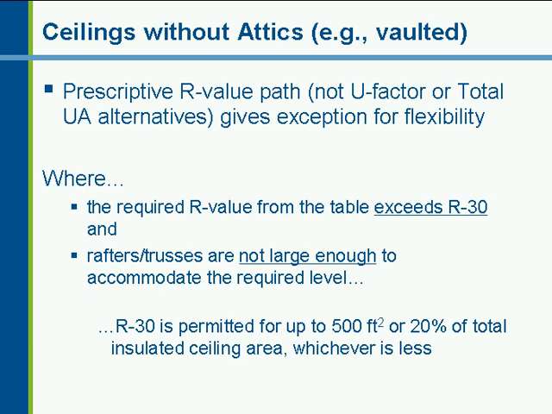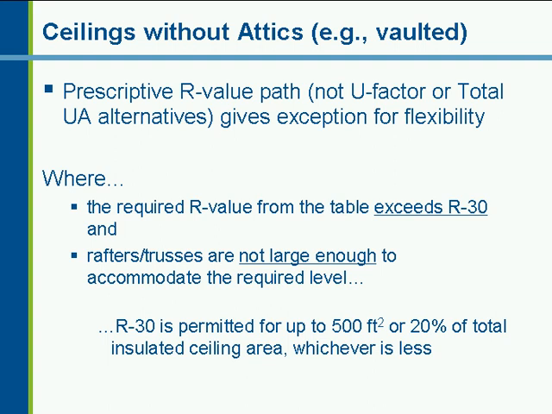Do be aware that this allowance applies only to the R-value prescriptive path, not the U-factor table. The U-factor table accounts for that automatically, because the U-factor will account for the lack of insulation in those corners of the attic.